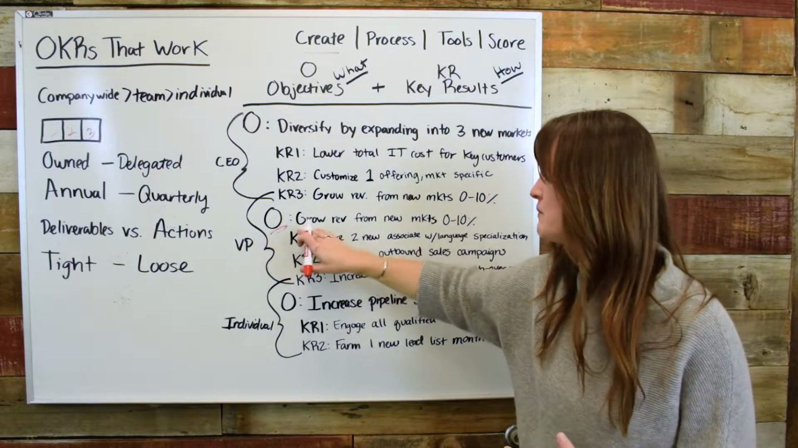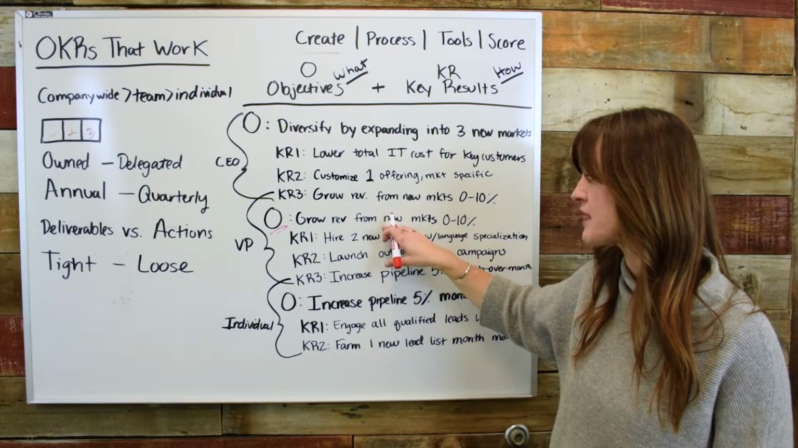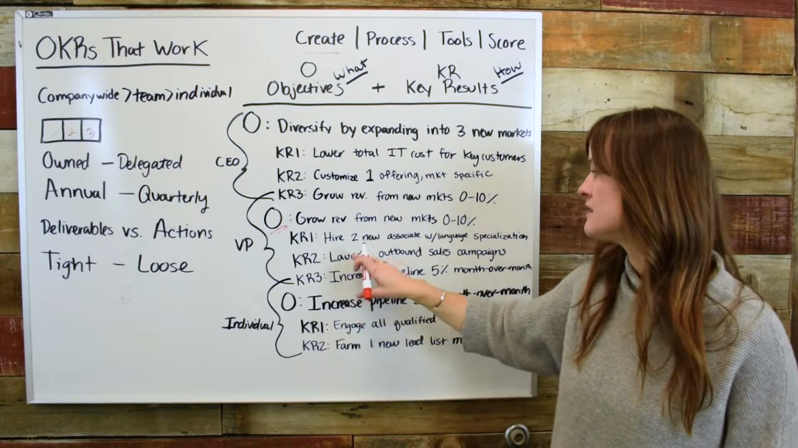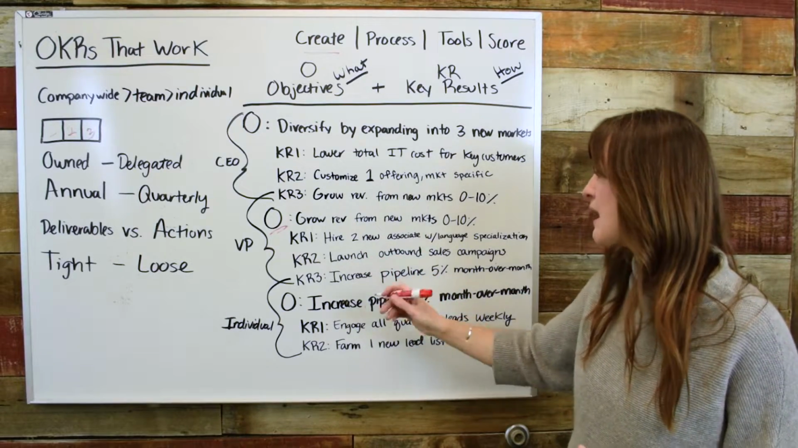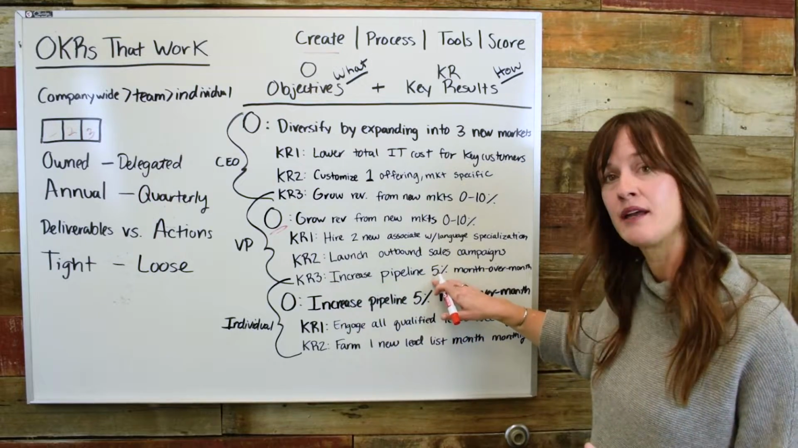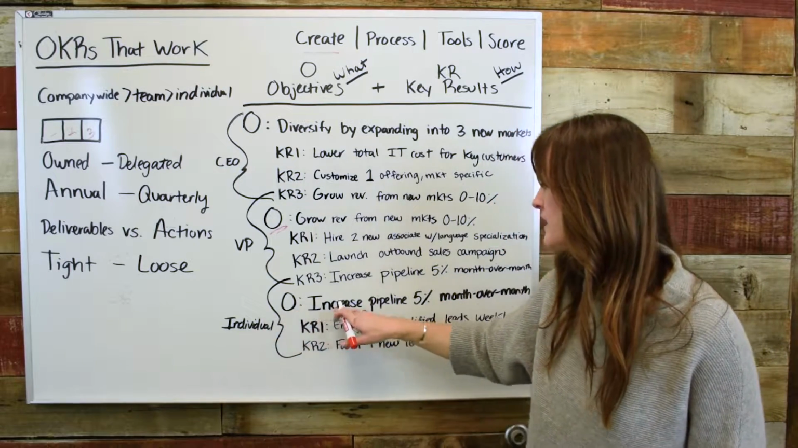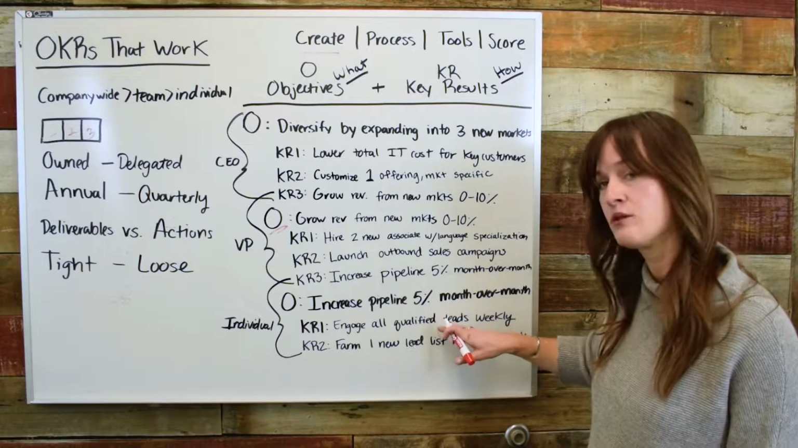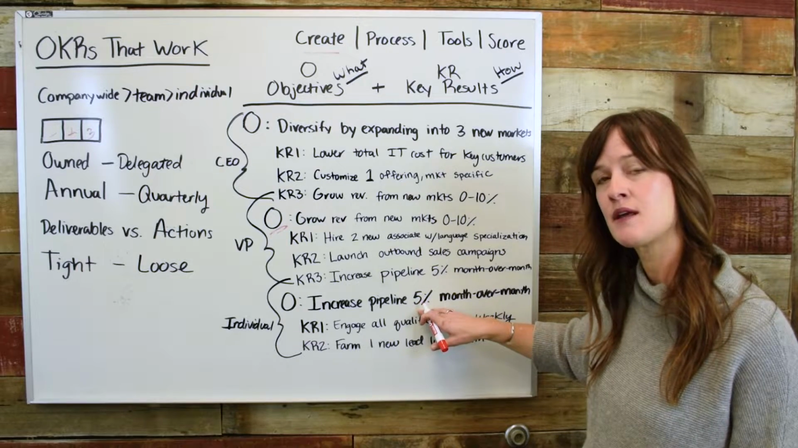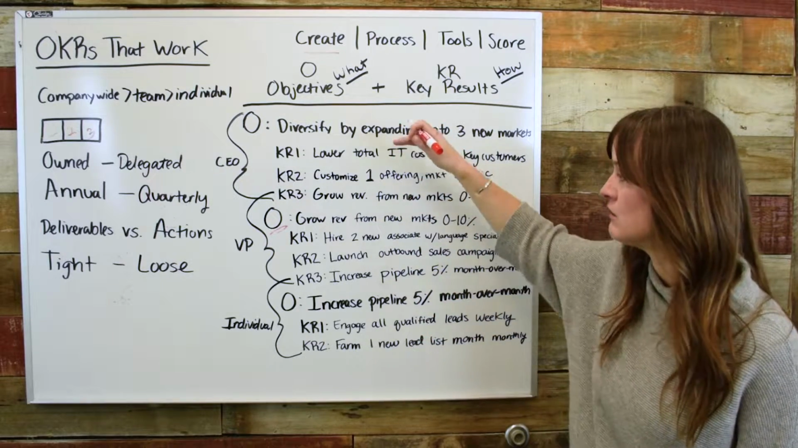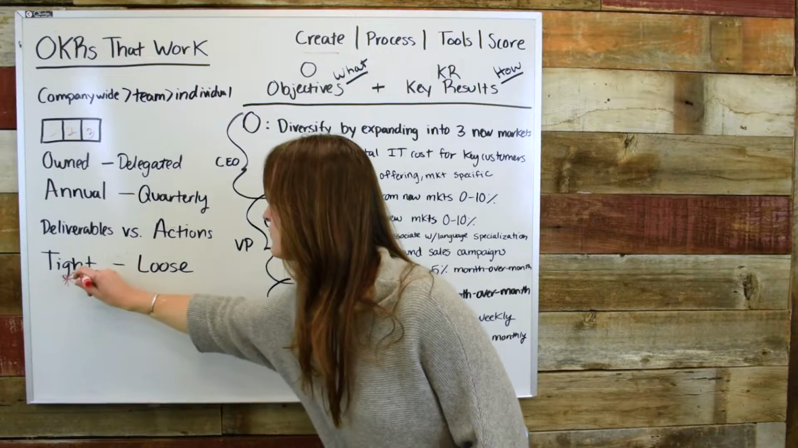And then again, for that VP's objective of growing new revenue, there are 3 key results, or how he or she is going to accomplish that. He or she has decided to keep 2 of them, hiring 2 new associates and launching outbound sales, but delegating increasing pipeline to the team. So increasing pipeline to 5% becomes the objective for an individual within his or her team. And then that individual has determined how he or she will increase the pipeline. Does that make sense? So that's an example of how OKRs are cascaded in a very tight way. Right? So it's pretty tight.